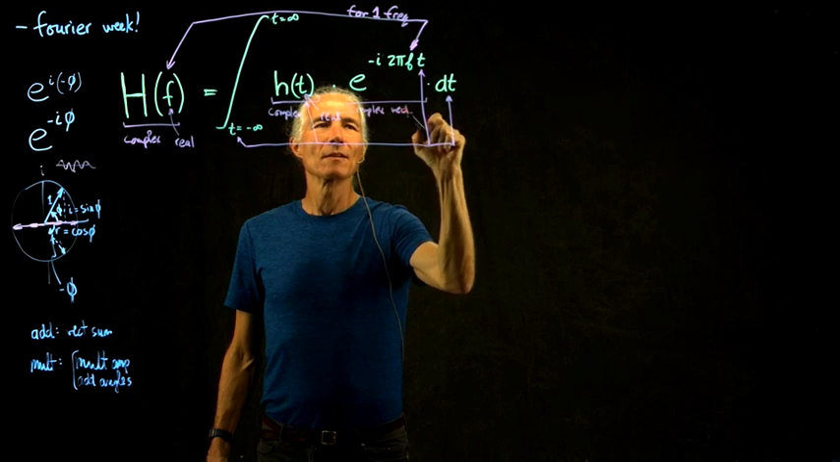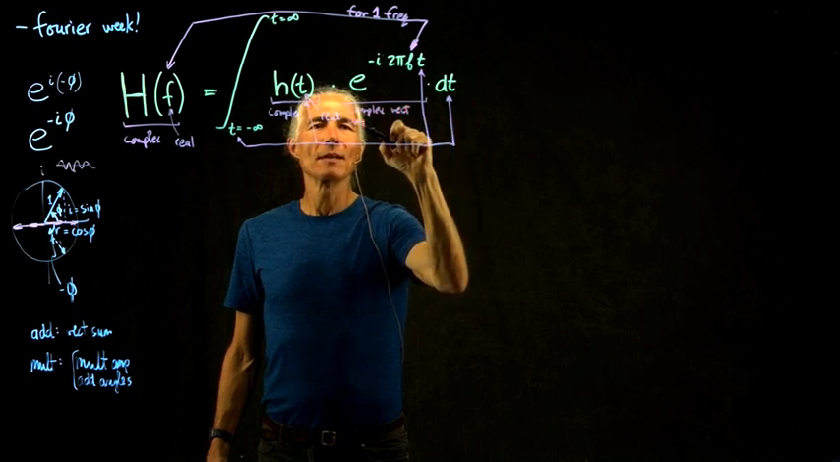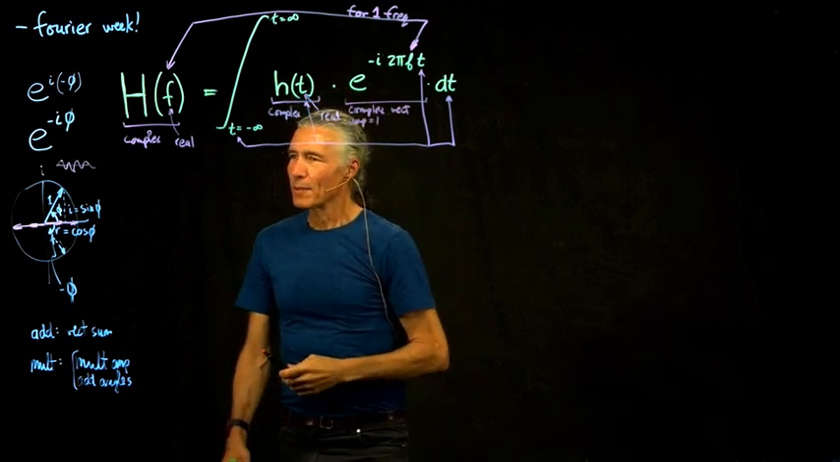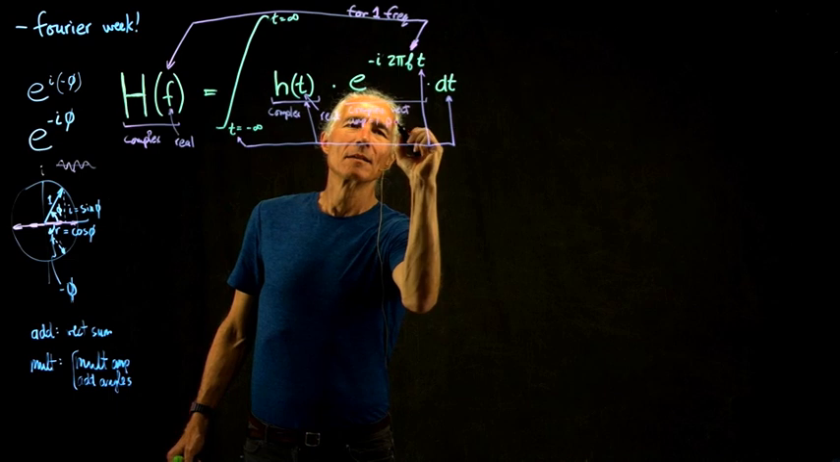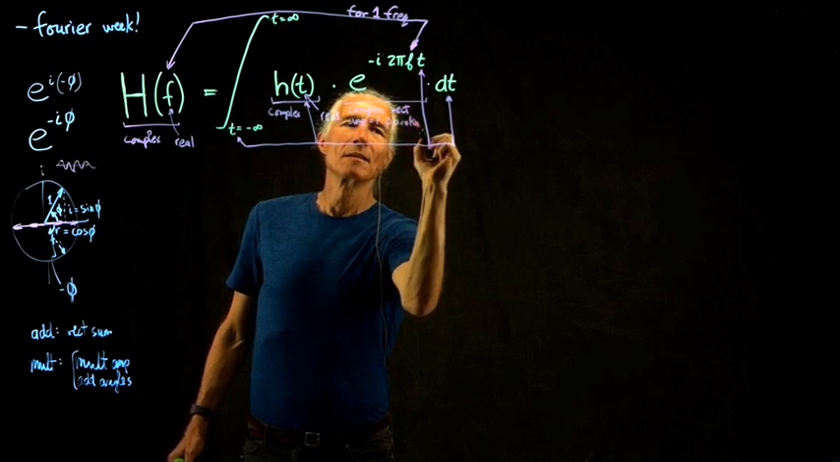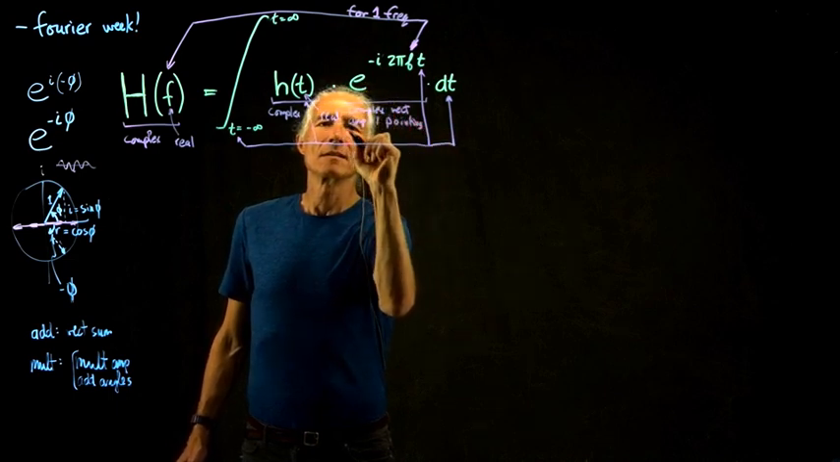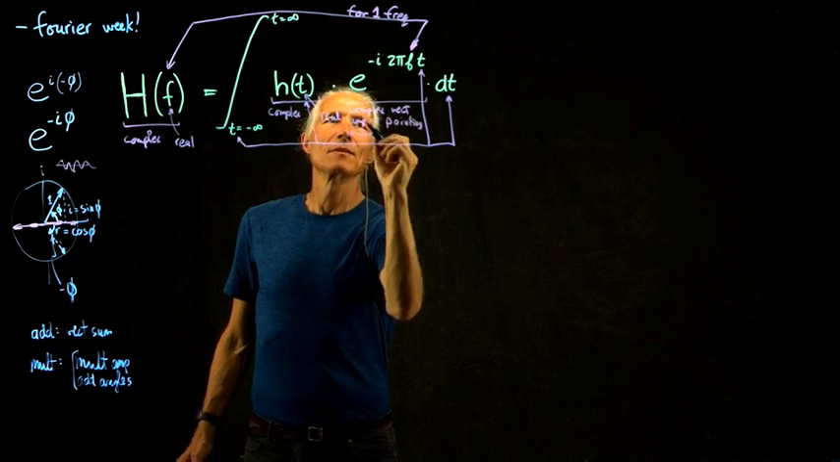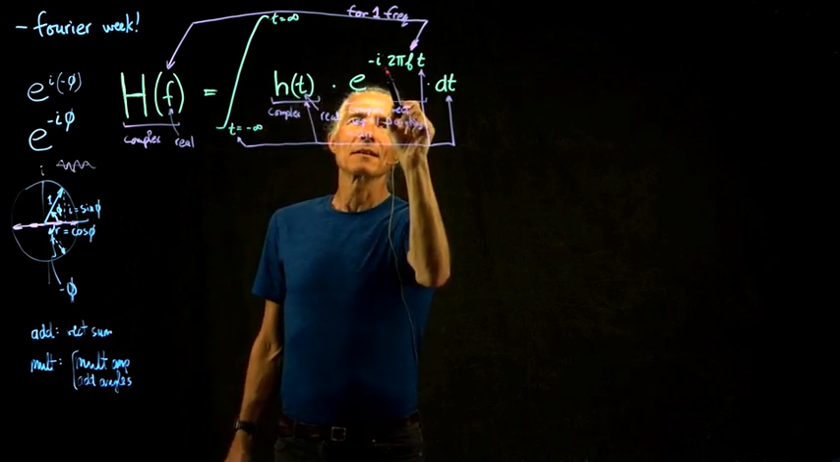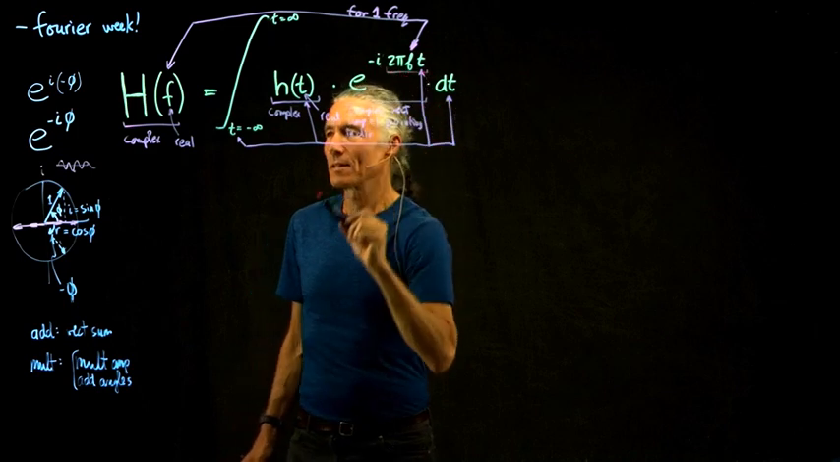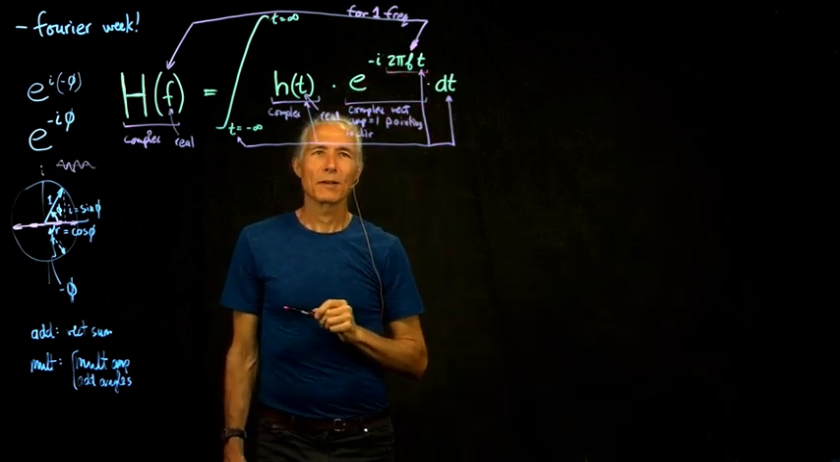Complex vector amp equals 1. So it's a complex vector of amp equals 1, pointing in the direction of this thing, which is an angle. So that whole mess is an angle.